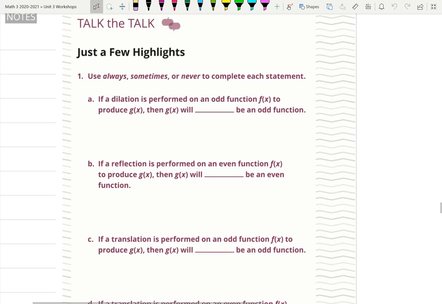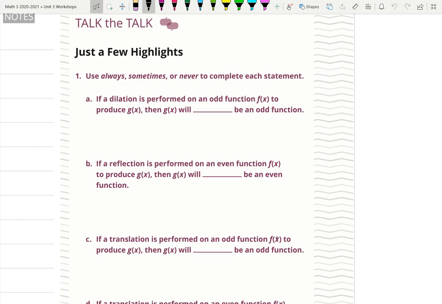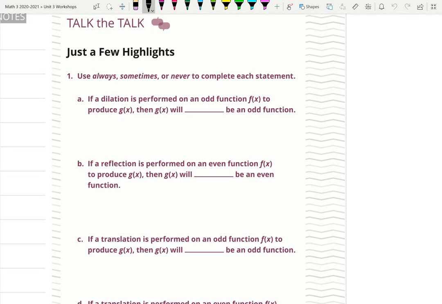Alright, so we're going to use always, sometimes, or never to complete each statement. Basically, we're going to be referencing some of the concepts we've been talking about. If a dilation, that's when you multiply by something, is performed on an odd function, f of x, being multiplied by some number, to produce g of x, will g of x always, sometimes, or never be an odd function?